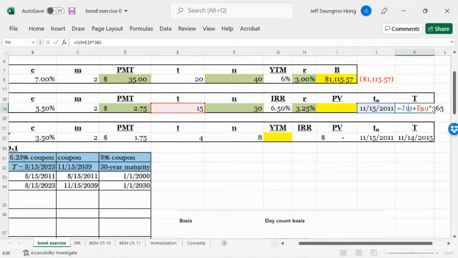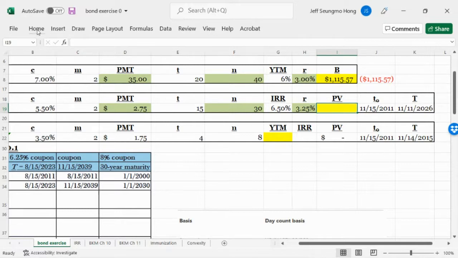You add E19, which is 15, but all the calendar dates on Excel are based on days, right? So you have to convert it. If you just add 15, it's going to just add 15 days, not 15 years. So that's why I had to multiply it by 365. Then it ends up with 11/11/2026.